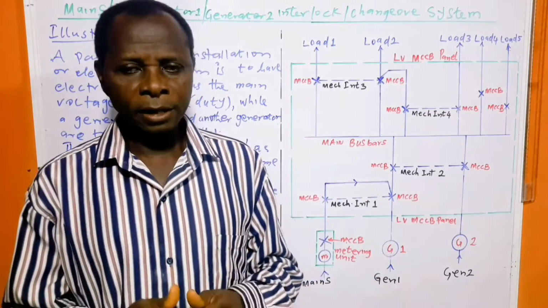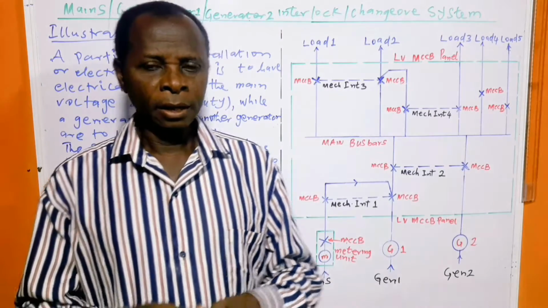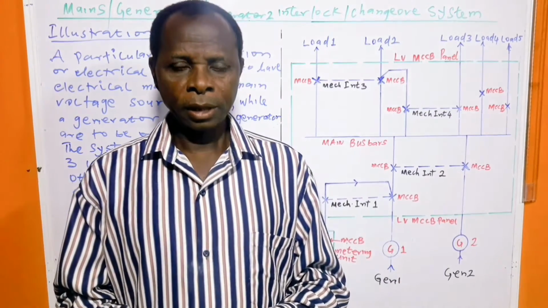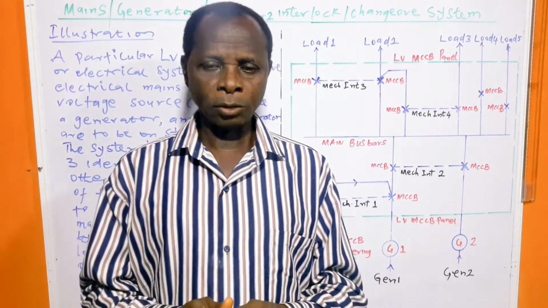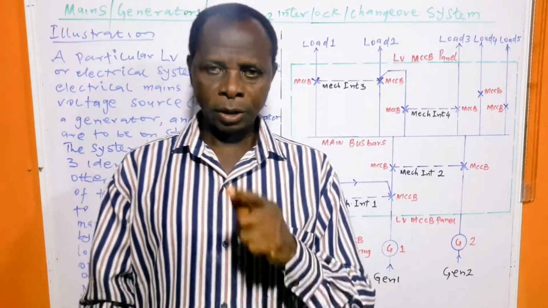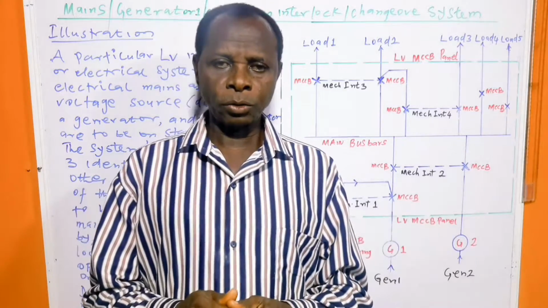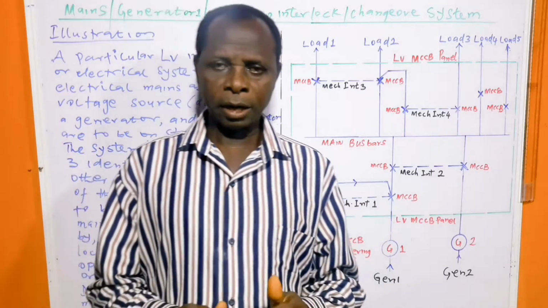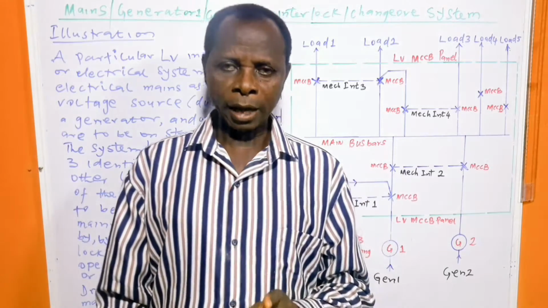A situation may arise in which you have three voltage sources, such as the mains, that is the electrical mains, and two generators. The mains is supposed to be on duty, while the two generators are supposed to be on standby. And out of those two generators, only one will be selected at a time. Considering the three voltage sources, the mains and the two generators, making three, only one will be selected at a time.